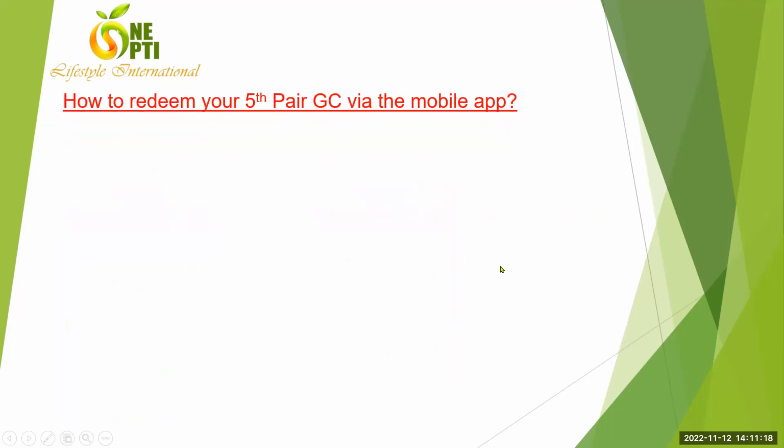So how to redeem your FitPair GC via mobile app? What is FitPair GC? Basically, each time your account earns a pairing bonus, every time you have the FIP pairing bonus, those will not be included in your cash out or in your encashment every Friday. It will just continue to accumulate on your account unless you redeem it.